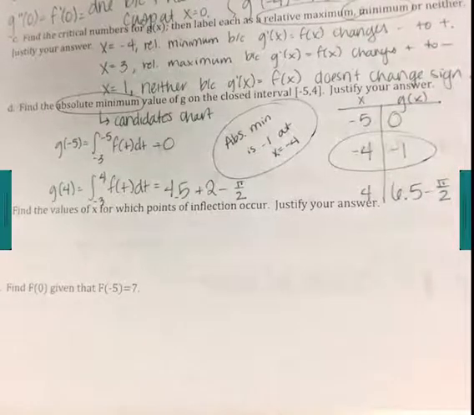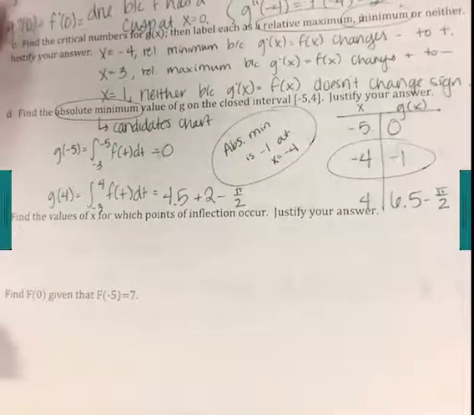All right, next one. Find the values of x where points of inflection occur. Okay, so points of inflection occur when g double prime changes sign. What is g double prime the same as? F prime, which is the... So look at your graph. How many times does the slope change sign? I count 3. Look and see if you find out 3.